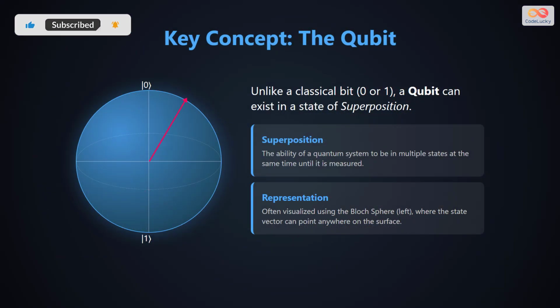At the heart of quantum programming is the qubit. Unlike a classical bit which is either 0 or 1, a qubit can exist in a state of superposition. This means it can represent a combination of states simultaneously until it is measured. We often visualize this using the Bloch sphere, as shown here.